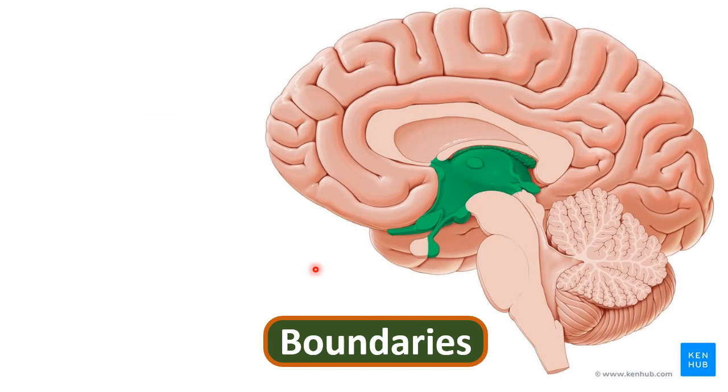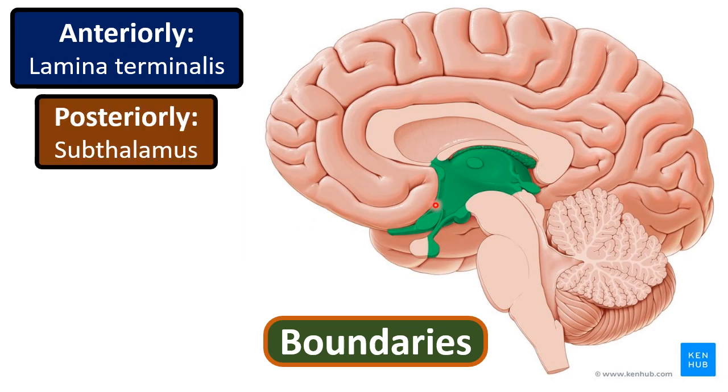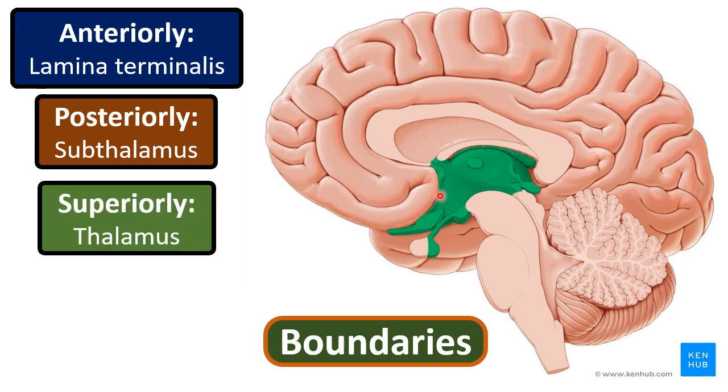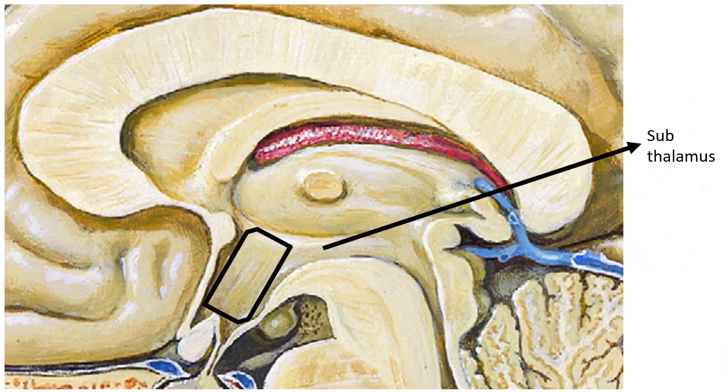Now, what about the boundaries? Anteriorly we can identify the lamina terminalis, posteriorly we can identify the subthalamus, superiorly we can identify the thalamus, and medially we can identify the cavity of the third ventricle. So that is about the boundaries of the hypothalamus.